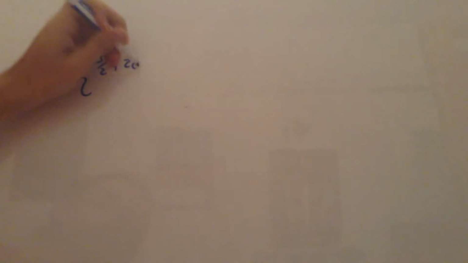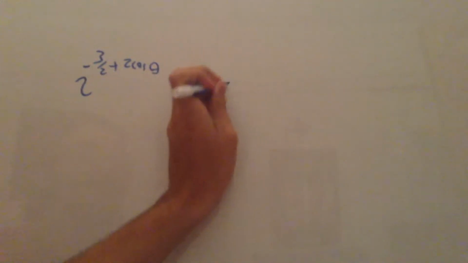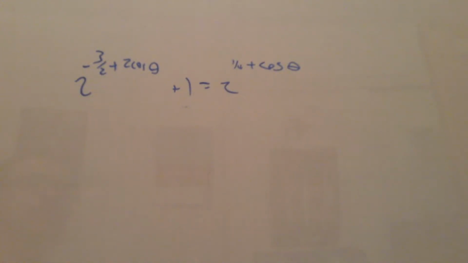Problem 5. Given that 2 to the negative 3/2 plus 2 cos theta, I'll write that down up here: 2 to the negative 3/2 plus 2 cos theta, plus 1, equals 2 to the 1/4 plus cos theta. Find cos 2 theta. So you might look at this and say, powers of 2, huh?